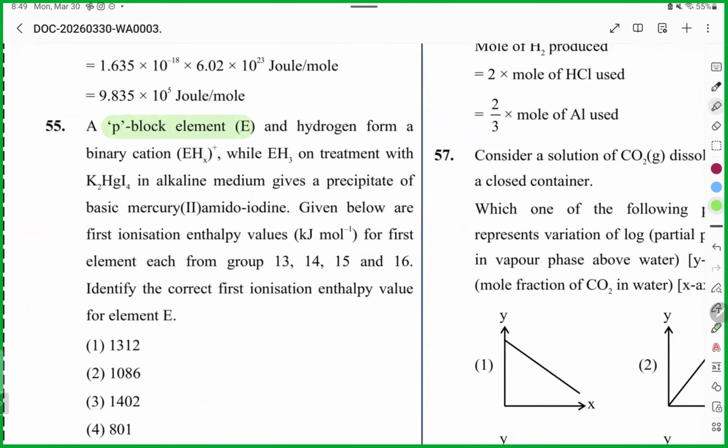E and hydrogen form an HX positive, while EH3, when treated with this in alkaline medium, gives a precipitate of mercury amido iodide. Given below is the first ionization enthalpy for the first element of each group. Identify the correct first ionization enthalpy value of the element E.